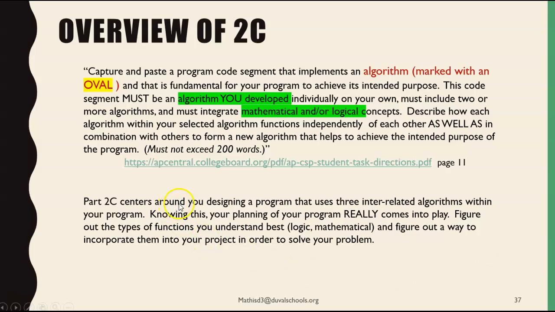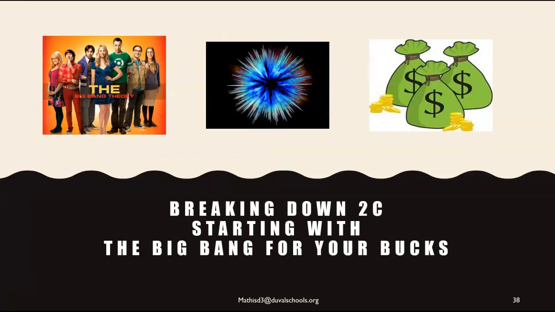2C centers around you designing a program that uses 3 interrelated algorithms within your program. So knowing this, your planning for your program really comes into play. You need to figure out the types of functions you understand best, whether they be logic or mathematical functions. Figure out a way to incorporate them into your project in order to solve your problem. Now, let's go through and break down this 2C so that you can get started and have the most bang for your bucks.